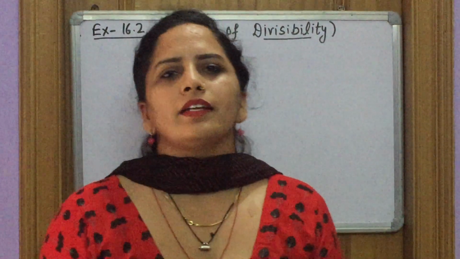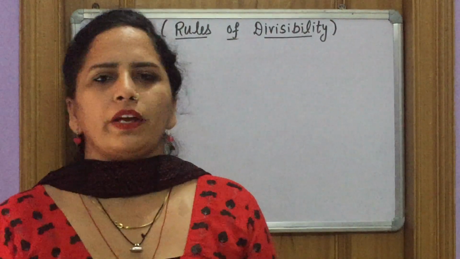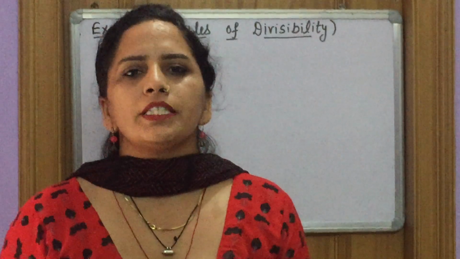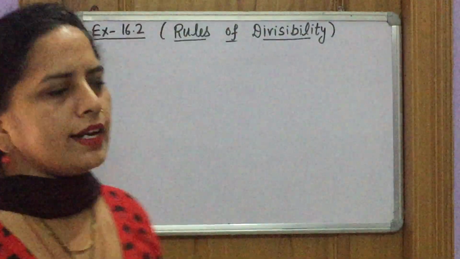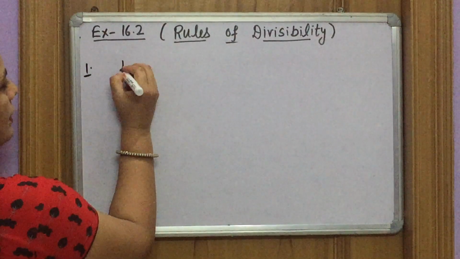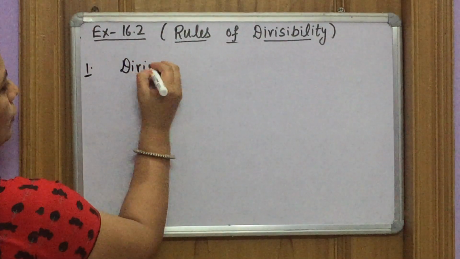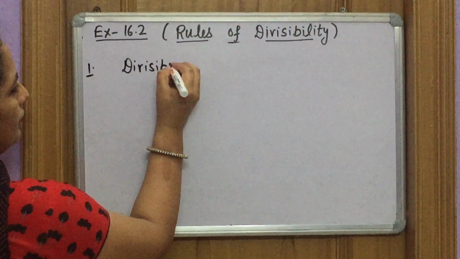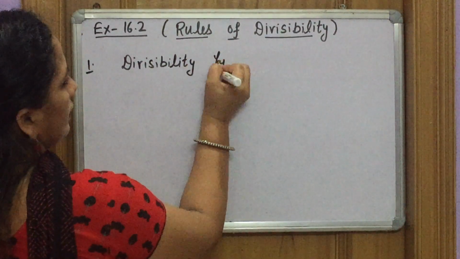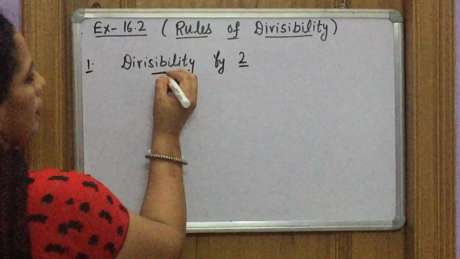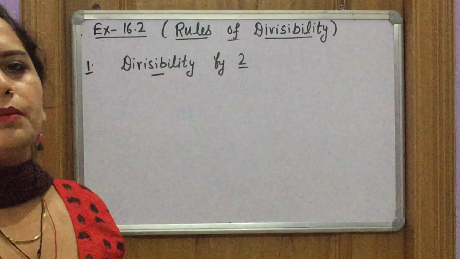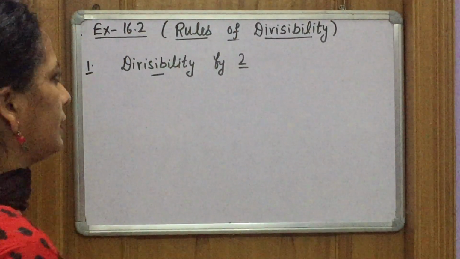Today we will do exercise 16.2 of class 8. In this exercise we will discuss some divisibility rules. So let's start. First rule is divisibility by 2. That means how we get that a number is divisible by 2 or not.